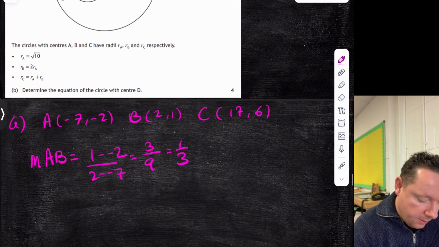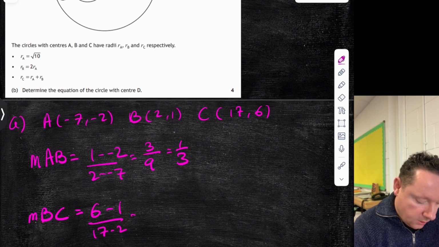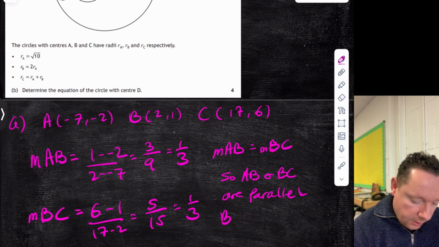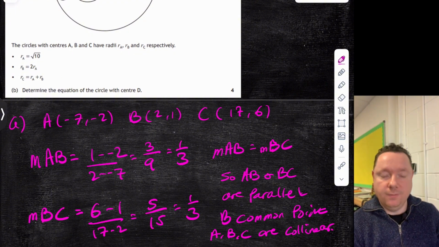So we've got a gradient to A and B. Now the gradient to B and C. Well, that is 6 minus 1 on the top and 17 minus 2 on the bottom. That's 5 over 15. So that's a third. So write a little statement. The gradient to A and B is equal to the gradient to B and C. So AB and BC are parallel. But B is a common point. So A, B, C are collinear. And we're done there.